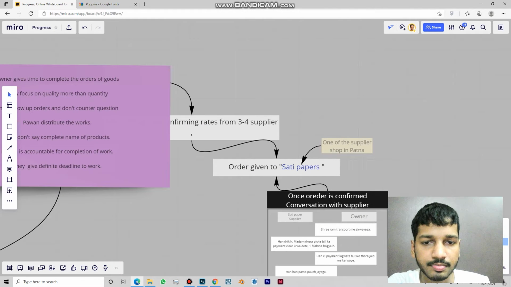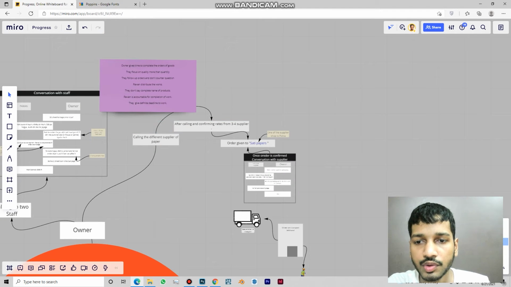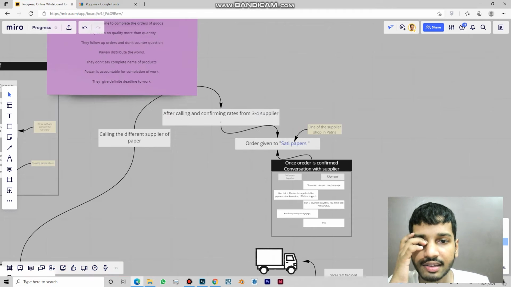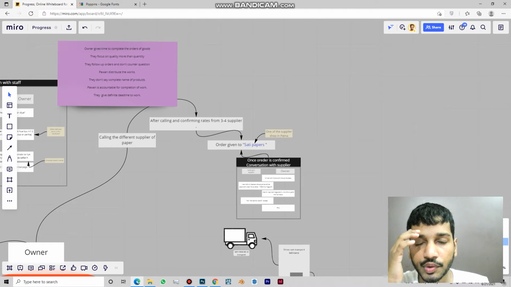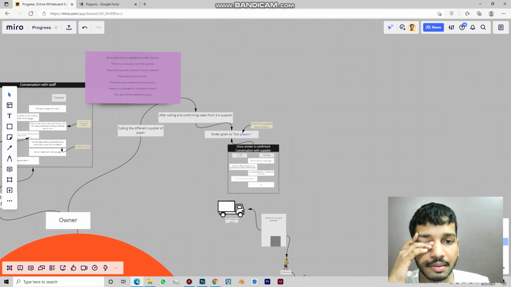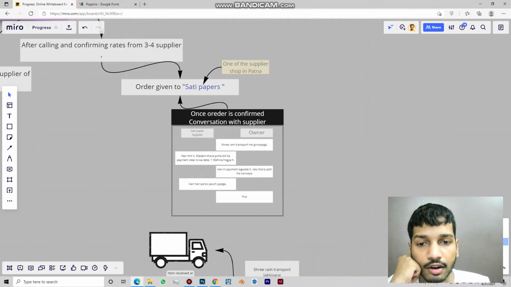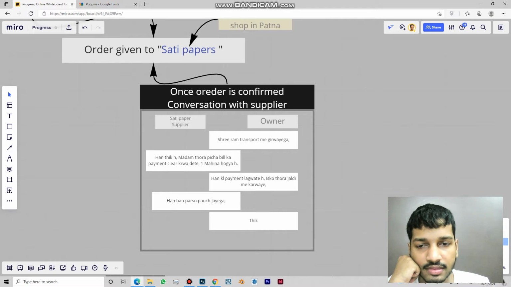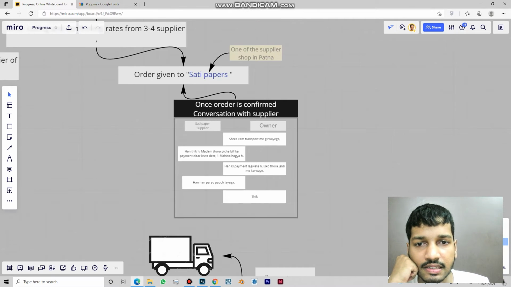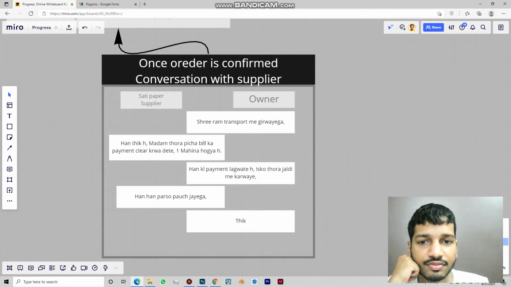Then what she did, she called different paper suppliers, 3-4 suppliers, to confirm the rates, and finally the order was given to Sati Papers. On the order, this conversation happened between the owner and the supplier, Sri Ram Transport. After the order was confirmed, the owner said, Sri Ram Transport में गिरवा दीजिएगा.